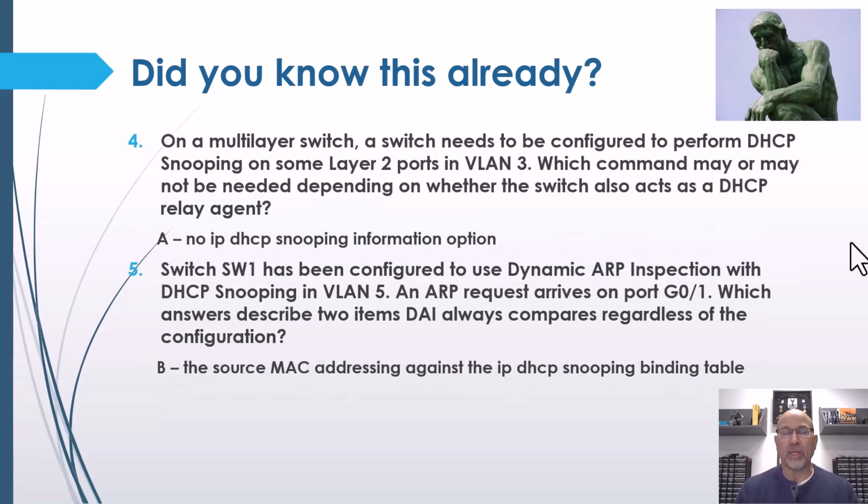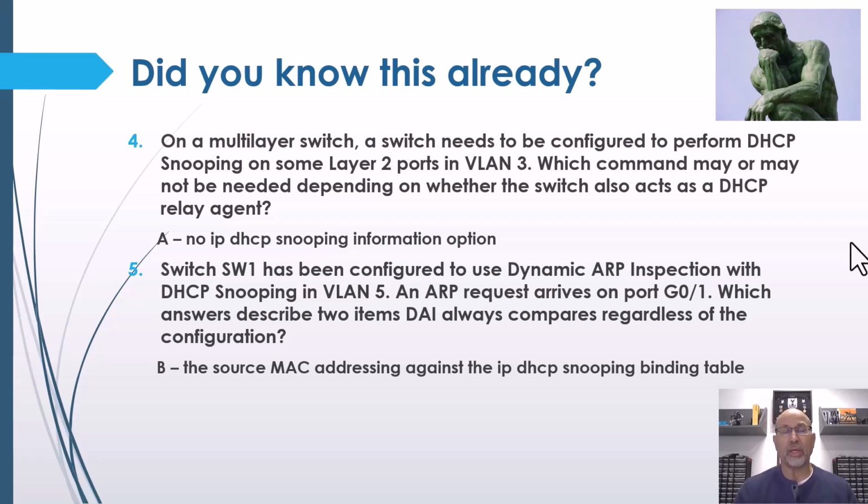Question number 4, on a multi-layer switch, a switch needs to be configured to perform DHCP snooping on some layer 2 ports in VLAN 3. Which command may or may not be needed depending on whether or not the switch also acts as a DHCP relay agent? Well, we saw that early on, right? If you don't run a relay agent, then you're going to want to ensure that you don't do the information option in the DHCP messages.